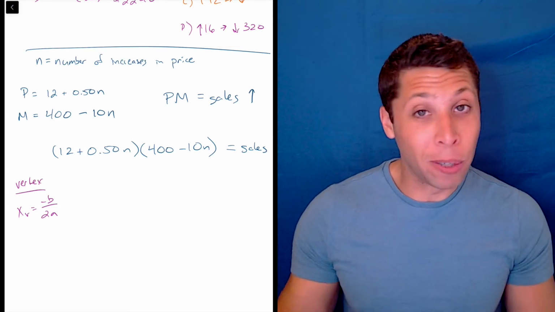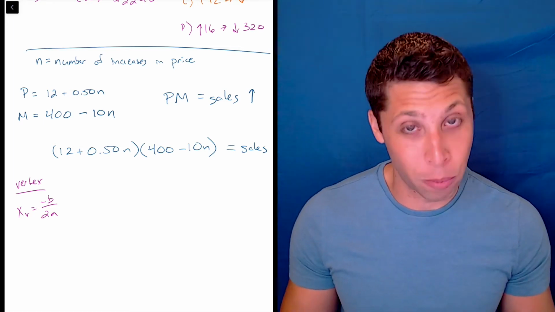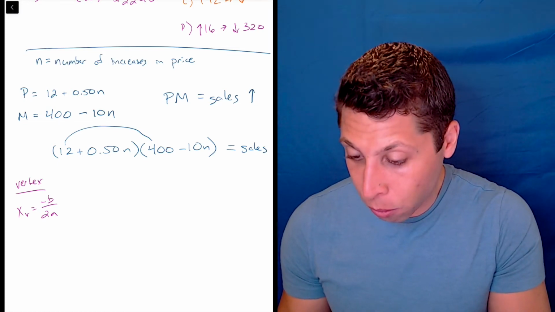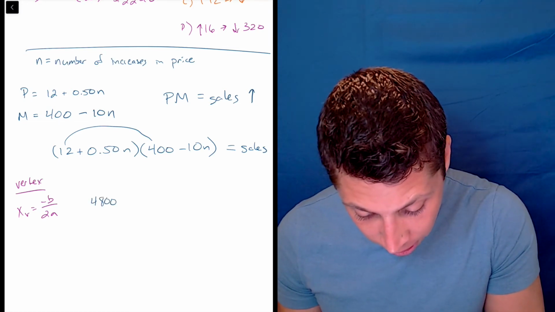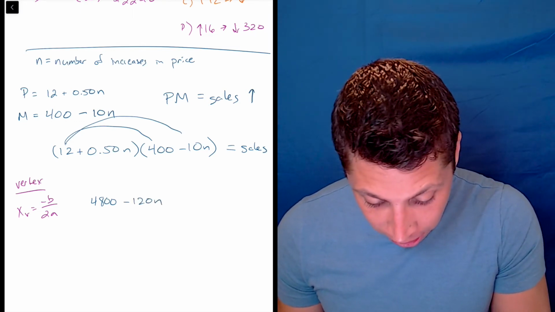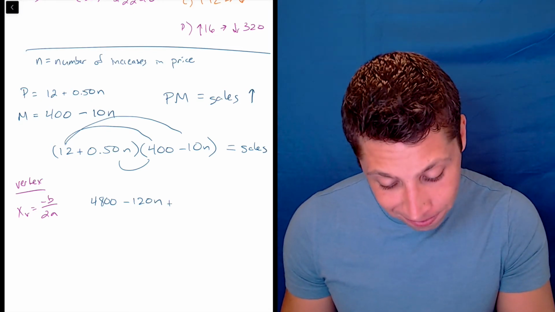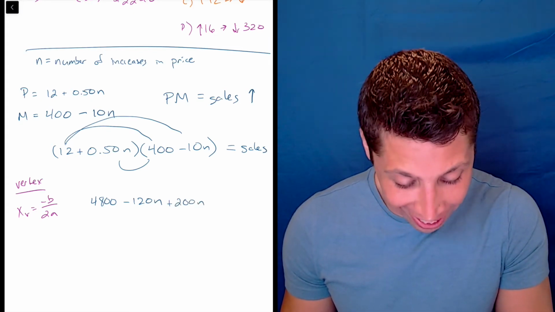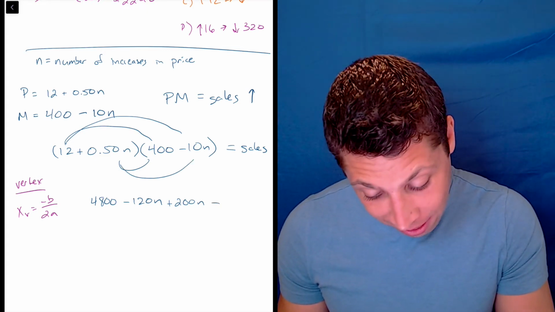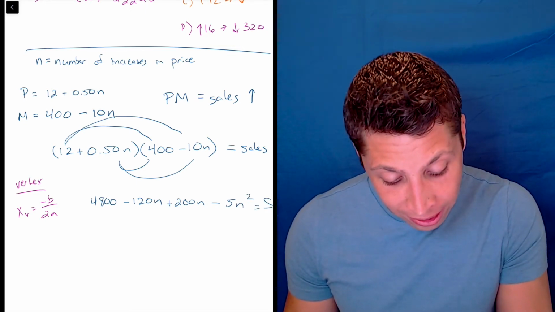So we could also graph it, right? We have our calculator, but many of us don't have these graphing calculators, so we might need to do it the hard way. So let's just FOIL, okay? 12 times 400 is 4,800. 12 times negative 10n is negative 120n. 0.5n times 400 is plus 200n, and then minus, oh my gosh, this algebra is even in my head very tough, 5n squared. And that still equals the sales.